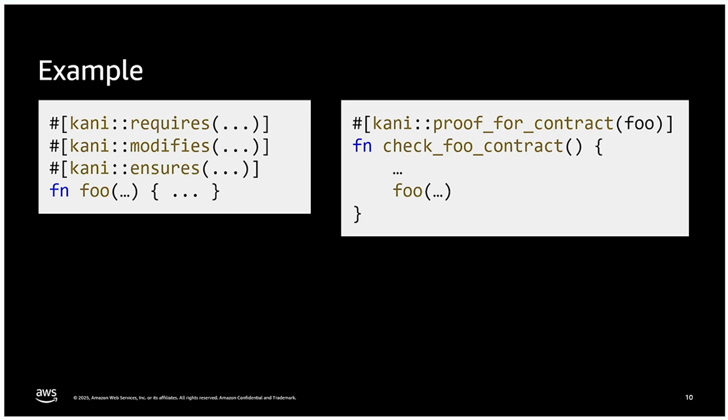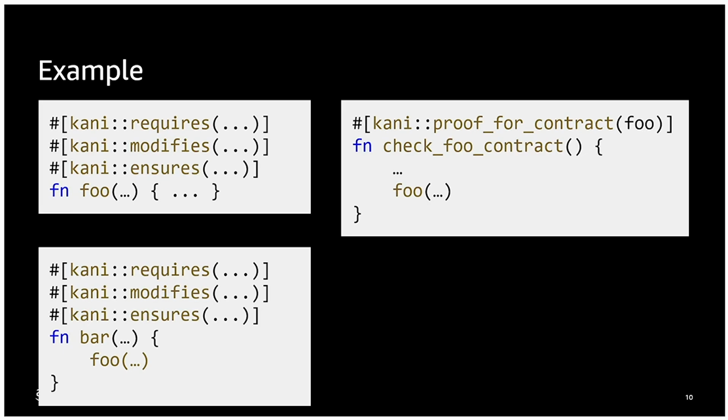In this case, I called it check foo contract, and it has to be annotated with proof for contract with the function it's verifying. In this case, it's foo, and of course, the harness has to be calling foo itself. If it doesn't, Kani is going to throw some bad language at you.